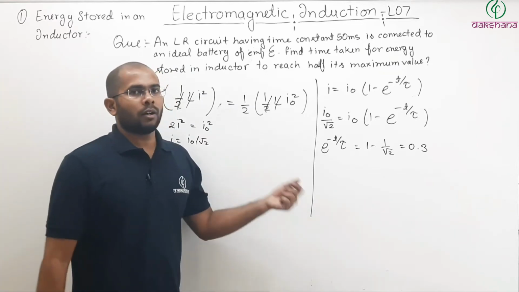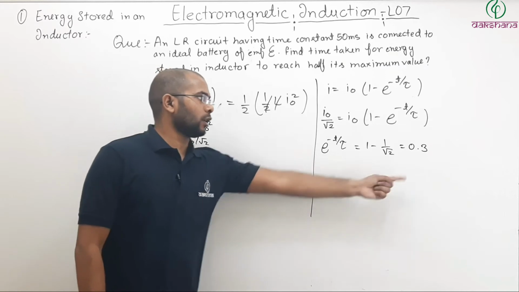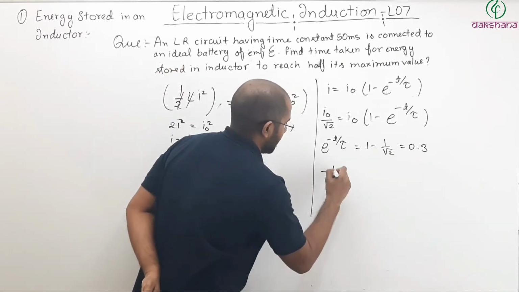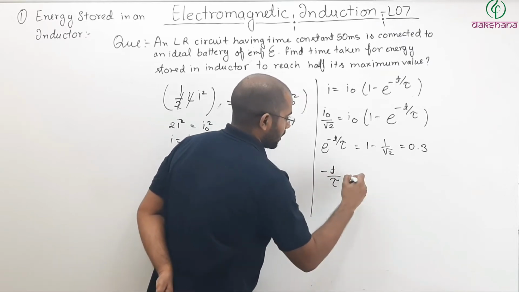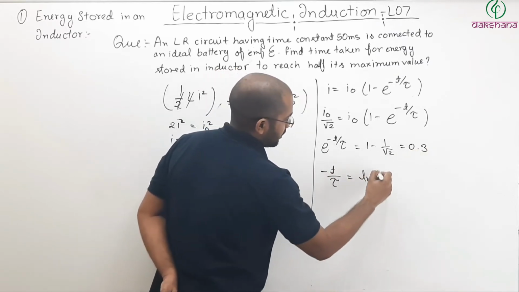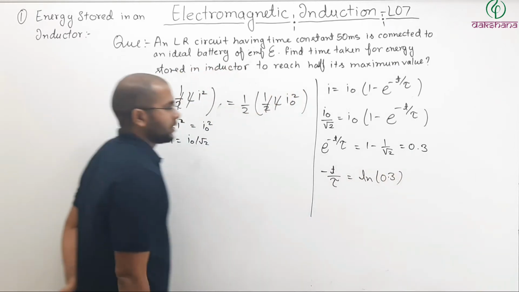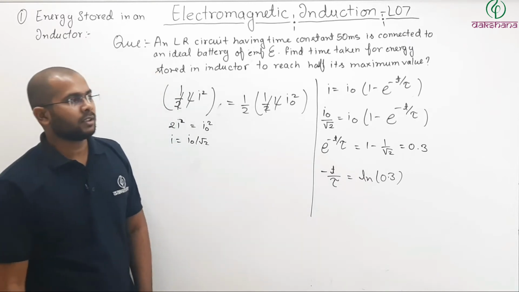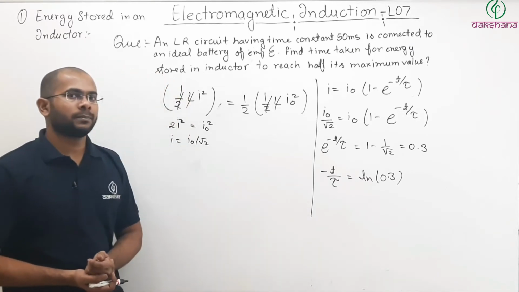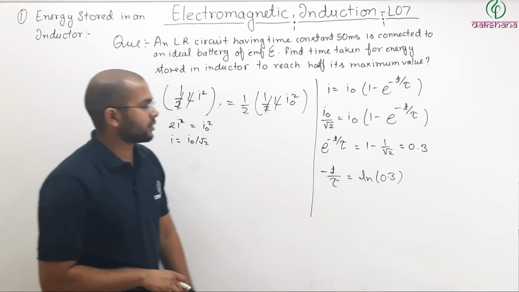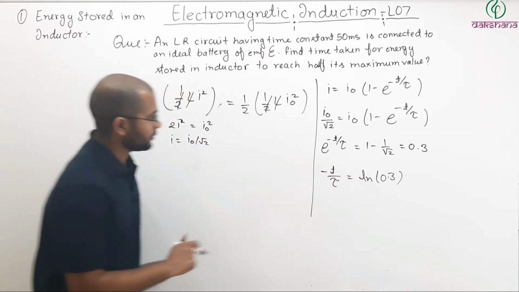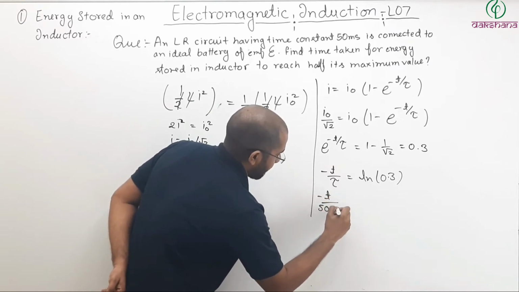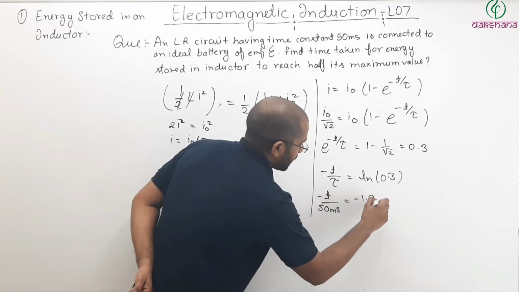If I take log of both sides, log base e here also, log base e here also. So this will become minus of t divided by tau, and this would become ln 0.3. Now nobody expects you to remember how much ln 0.3 is, but you can use the log table. So this comes out to be approximately minus 1.2. So minus t divided by 50 millisecond is equal to minus 1.2.